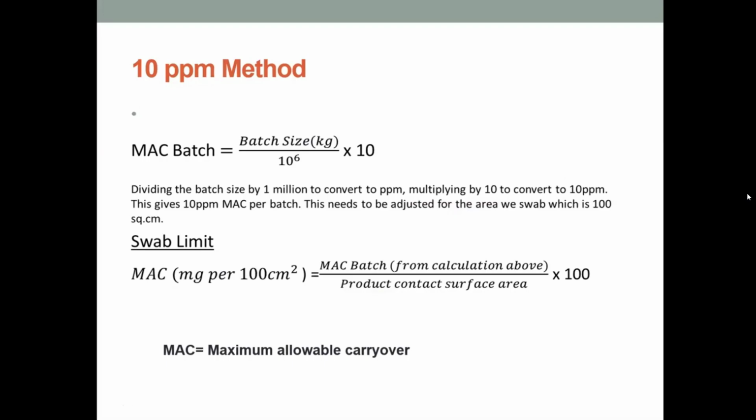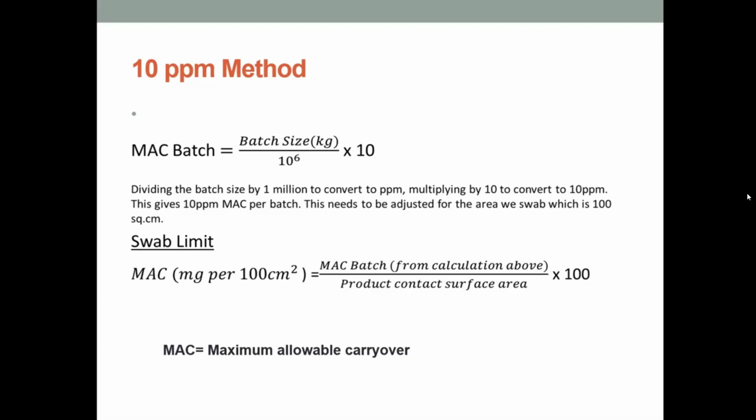So you've got your batch size in kg over 10 to the power 6 multiplied by 10. Dividing the batch size by 1 million to convert it into ppm, and you're multiplying it then by 10 to convert it into 10 ppm. So this gives your 10 ppm maximum allowable carryover per batch.